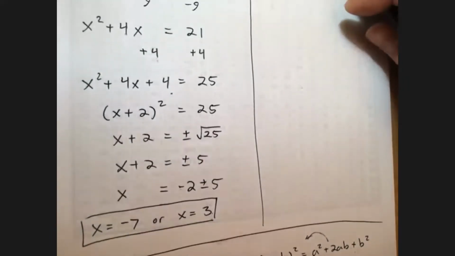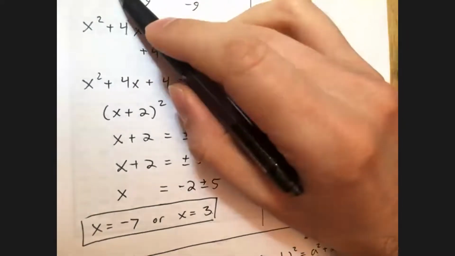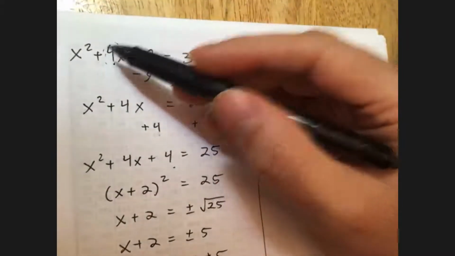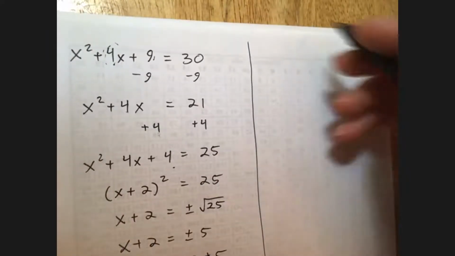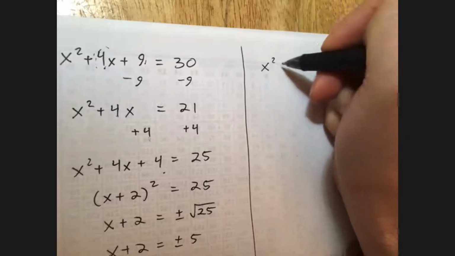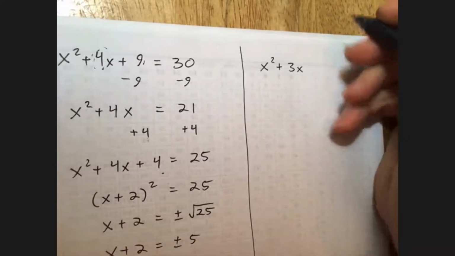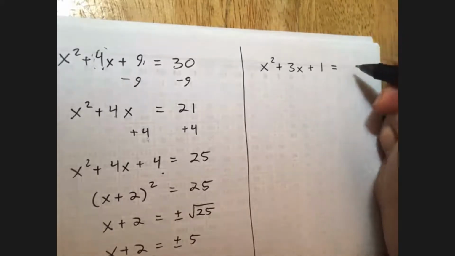Let's do another one. Let's see what happens. In all these examples, I was easily able to cut this number in half. It was always a multiple of 2. What happens if it's not a multiple of 2? So let's try this. x squared plus 3x plus, I don't know, 1 equals 8.